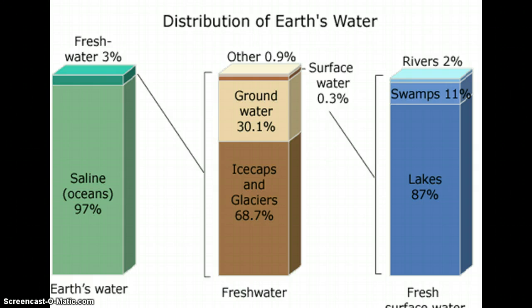Here's a better picture. So it's referencing it differently. You have 97% ocean, 3% is fresh. Then you've got 67% glaciers, 30% groundwater, which is what makes up aquifers, which are underground rivers. And then you've got that small percentage we call surface water, and the majority of surface water is lakes. So 87% of surface water is lakes.